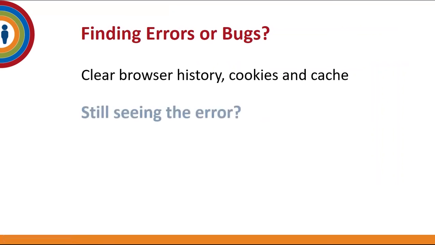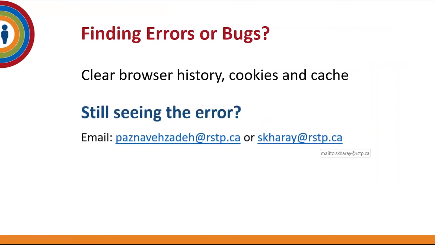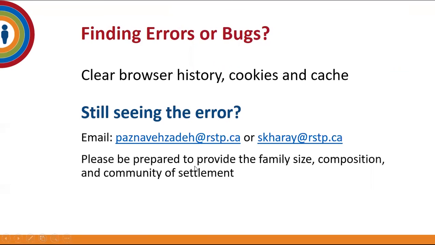In some cases, you may still have an error occurring. If that's the case, we'd like you to email Paris2 or Sunit, and you can see their email addresses up here on the screen. And when you do so, please be prepared to also provide the family size, composition, and community of settlement.